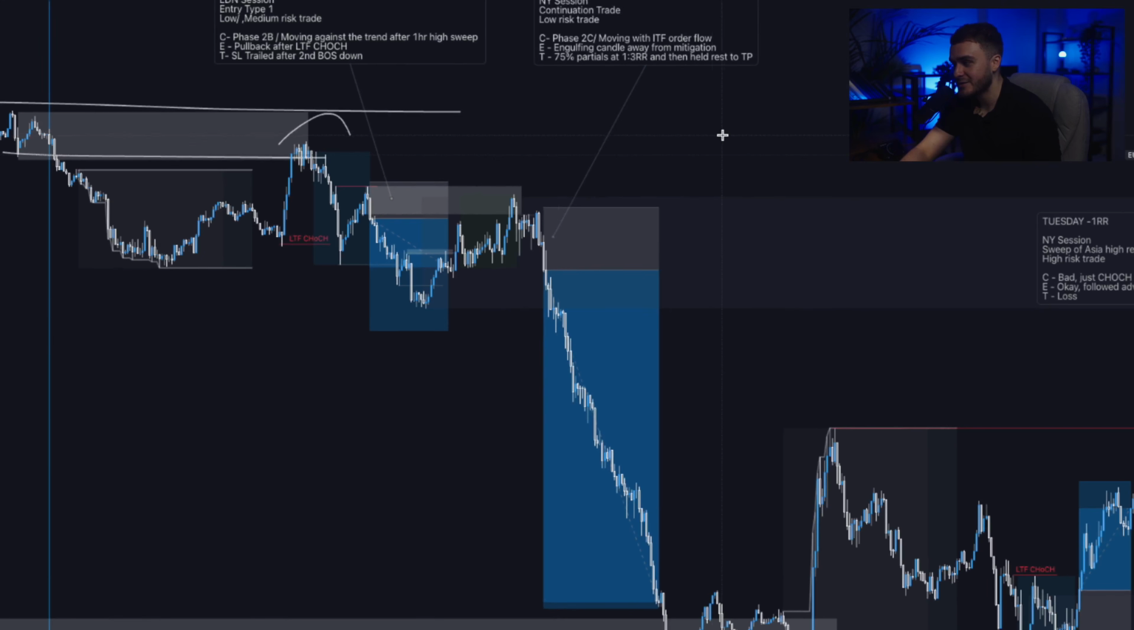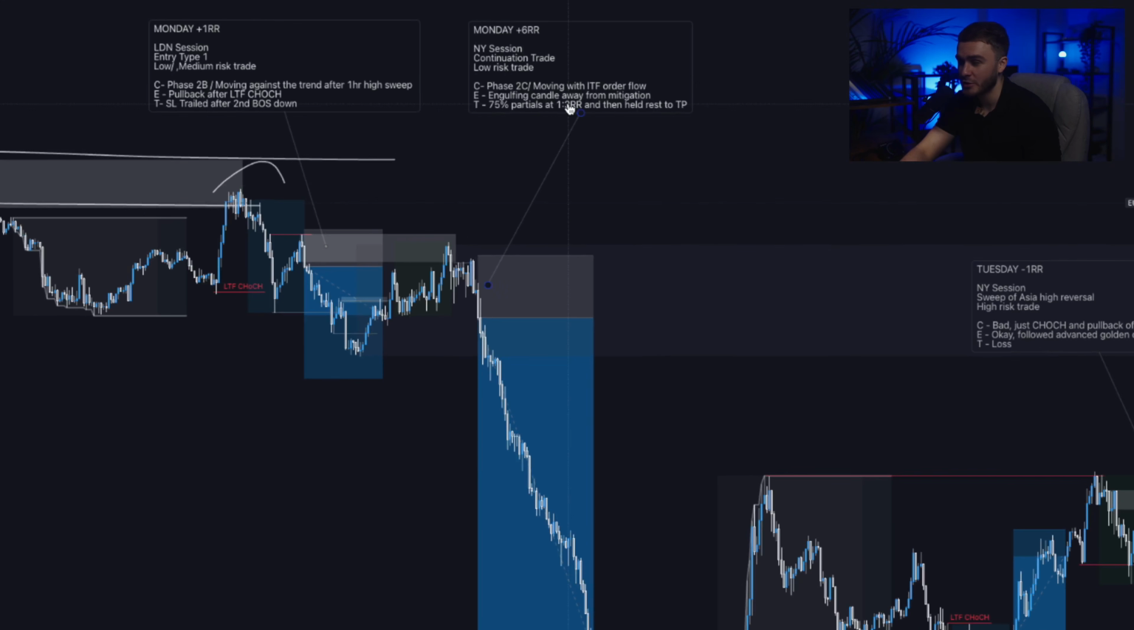Now, where the massive movement actually comes in, and I personally got into not Euro US dollar, but GBP USD instead, was this move right here for a beautiful 6 risk to reward. I'll see if I've got the screenshot. I'll post it on the video as well. But 6 risk to reward made on this trade.